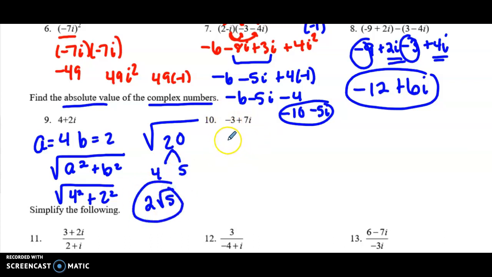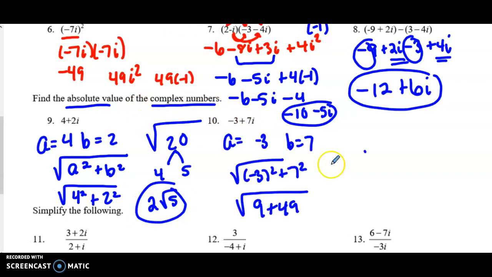Okay, go ahead, try that second one, doing the same thing, pause it, and then when you're ready to see the answer, go ahead and hit play. All right, so hopefully you recognize that a was -3, b was 7, and -3 squared is 9. 7 squared is 49. Add them together and get 58, and you can't simplify that.